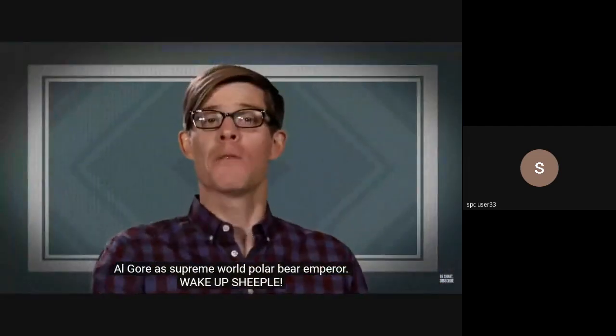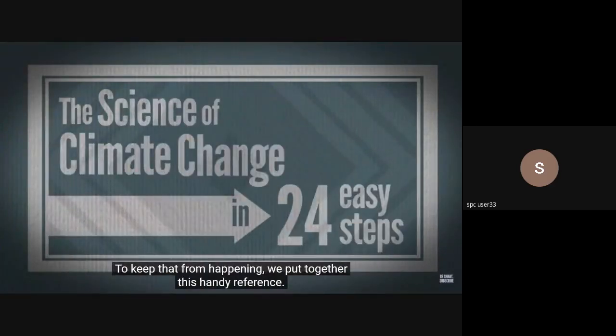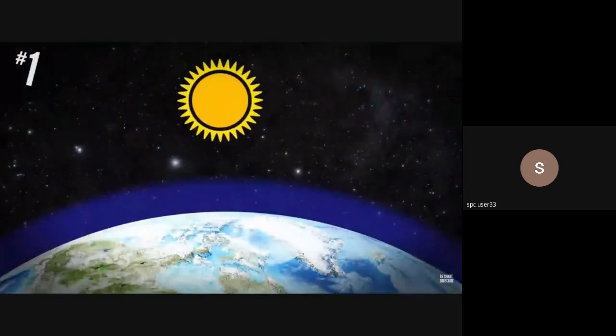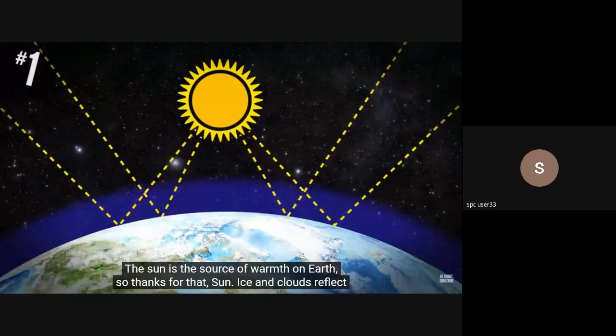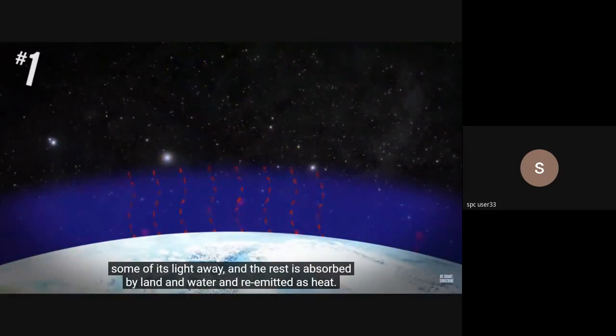To keep that from happening, we put together this handy reference. The sun is the source of warmth on Earth, so thanks for that, sun. Ice and clouds reflect some of its light away, but the rest is absorbed by land and water and re-emitted as heat. Some of that heat escapes to space, and some is held in by the atmospheric greenhouse effect.